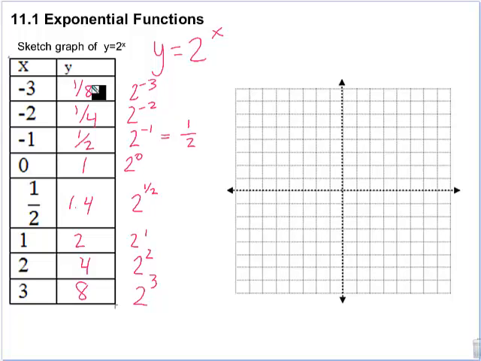So if we graph these few points here, let's see here, we have at negative 3 we're at 1/8, so pretty small. At negative 2 we're at 1/4. Negative 1 we're at 1/2. 0 we're at 1. 1/2 we're at about 1.4. 1 we're at 2. 2 we're at 4. 3 we're at 8.